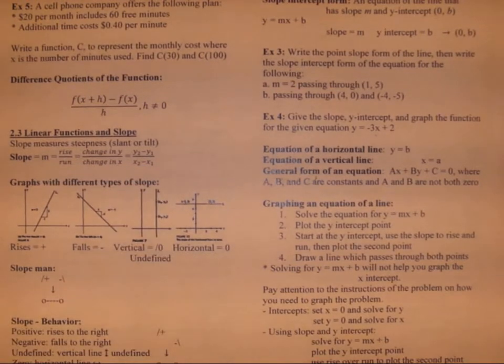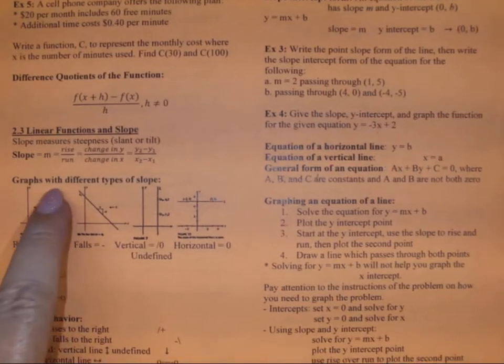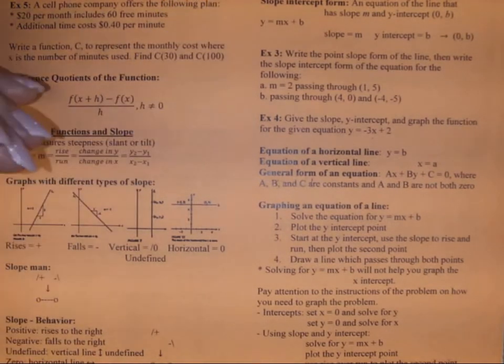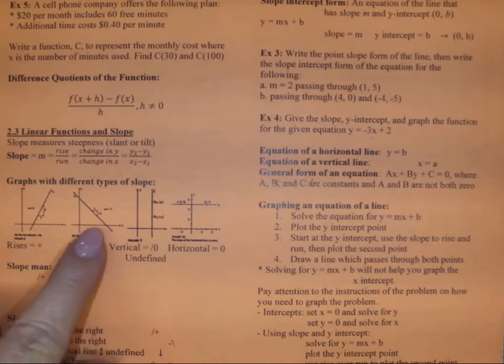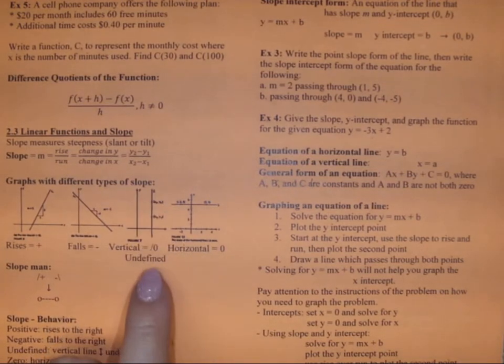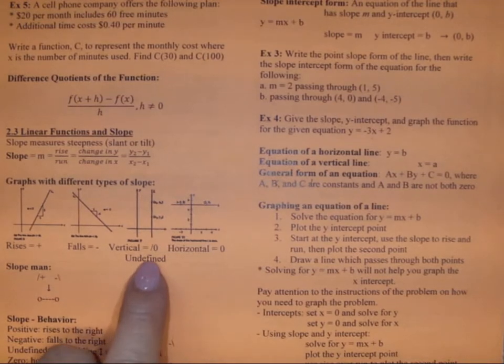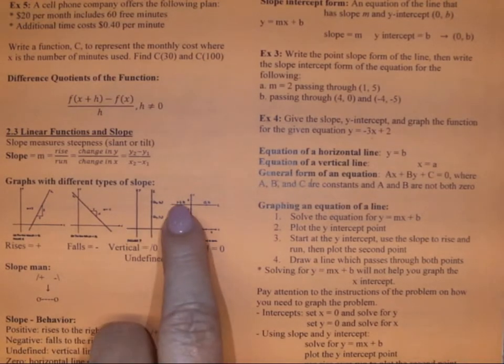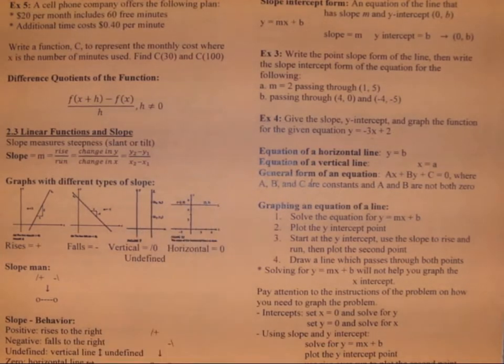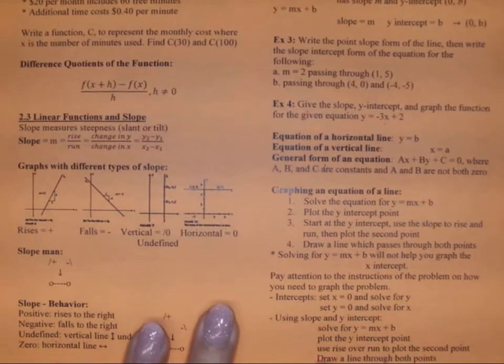So graphs with different types of slope we will get into and talk about here. So if it's rising, it's got a positive slope. It's going positively up. If it's falling down, it's a negative slope. A vertical is going to be a vertical line, and it is undefined because that means it's going to be divided by 0. A horizontal line means that it has a slope of 0, so it's going to go straight across the horizon. So you can put these together as slope man.